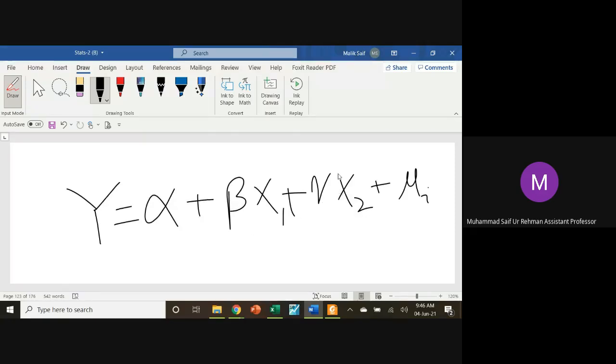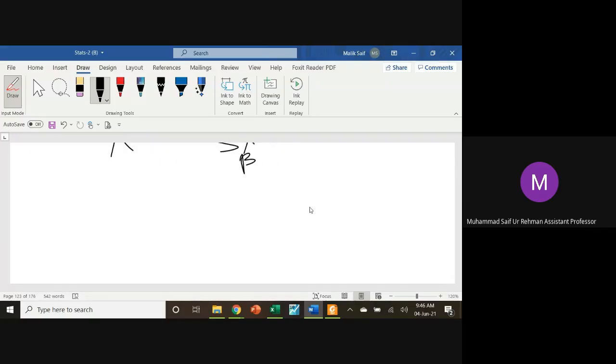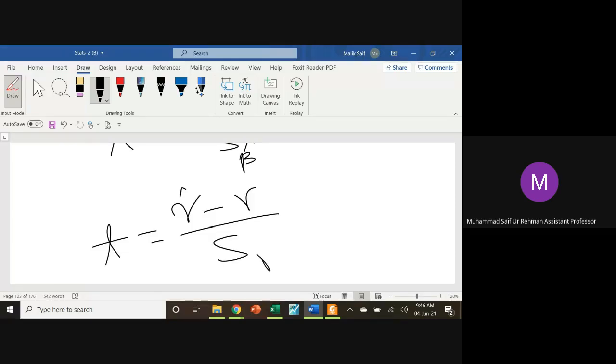So in this case, gamma. For gamma, you will see that the formula for T will be like this: gamma hat minus gamma. So gamma you are going to set as 0, and gamma hat you will have some value for that. And here you will write down the standard error of estimate. So here in this case, S gamma hat will be there. Understand?